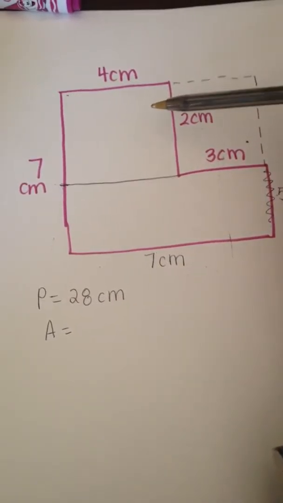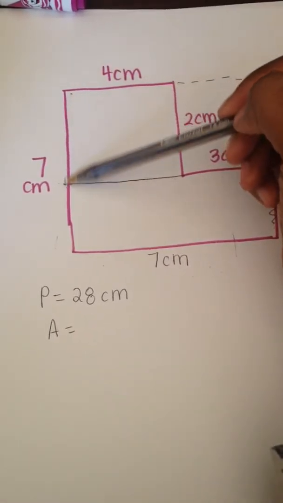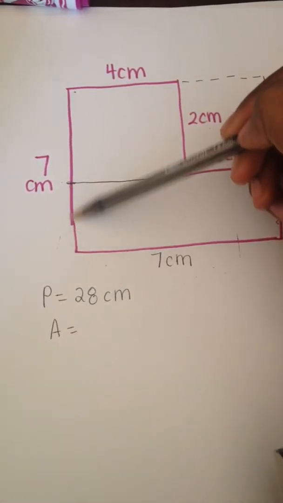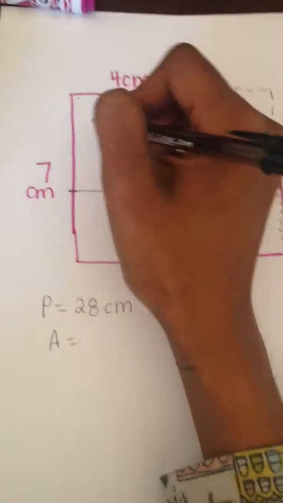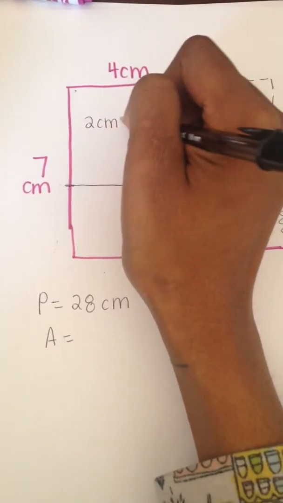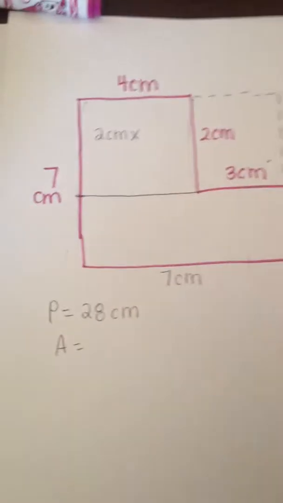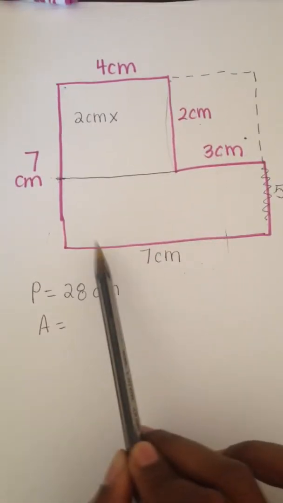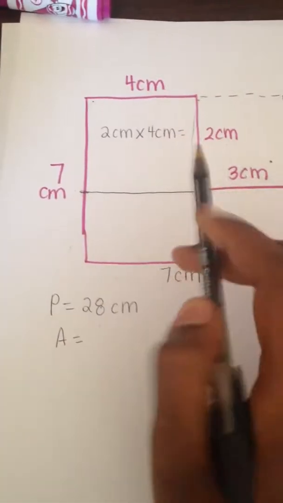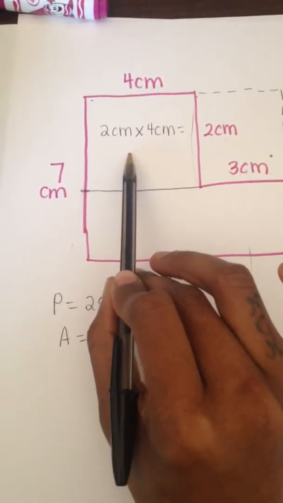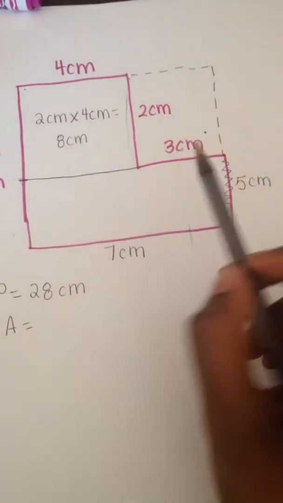So for my first shape, I need to find the length and the width. I know that the length is not going to be 7 because 7 is this entire side. My length for this shape is just 2. So I'm going to write 2 centimeters times my width, which would be 4 centimeters. I know it's not 7. 7 is too wide. Times 4 centimeters. And I'm putting it in the box to help me remember what two numbers I multiplied together. 4 times 2 is 8 centimeters.